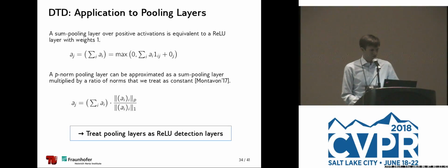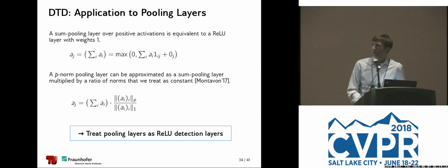Now you have other types of layers, for example, pooling layers. And here is also some insight that you don't need to define a special rule for these pooling layers. You can simply observe that the sum pooling layer is the same as a ReLU layer with weight 1, on the condition that the inputs are positive values. So we can just treat sum pooling as a standard ReLU detection layer, with no need to re-implement or derive a new propagation rule.